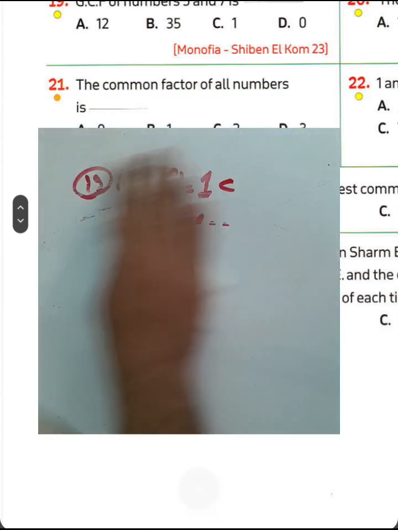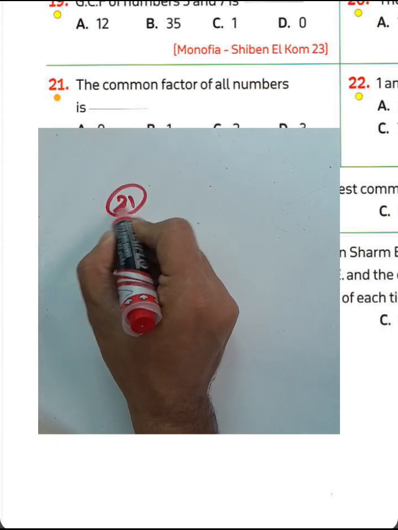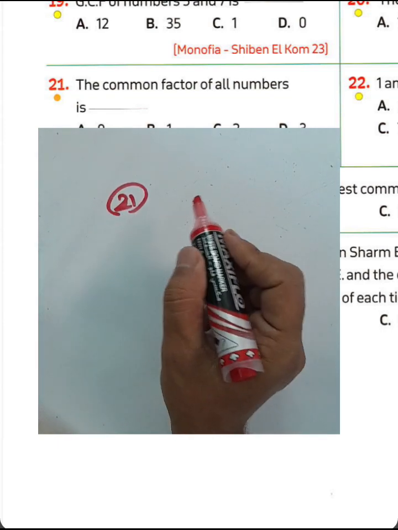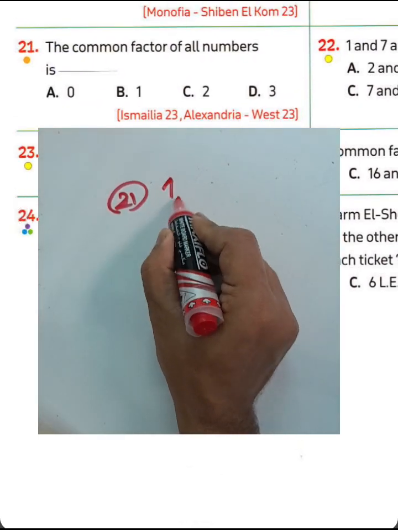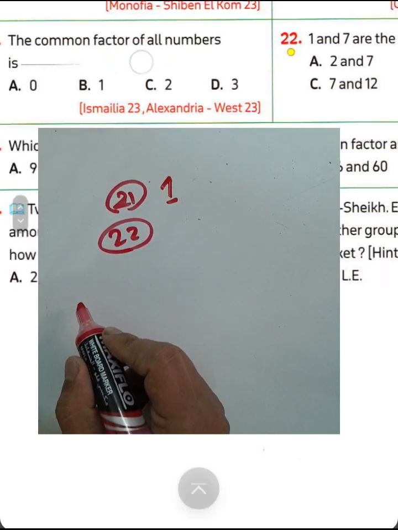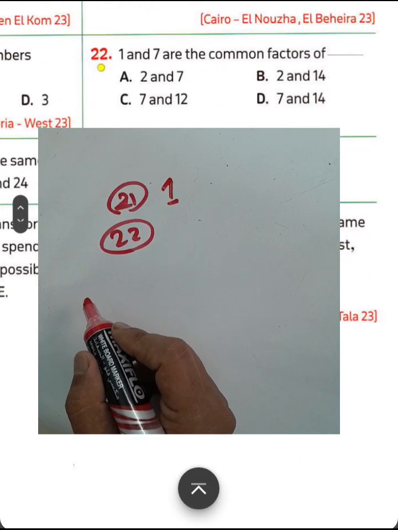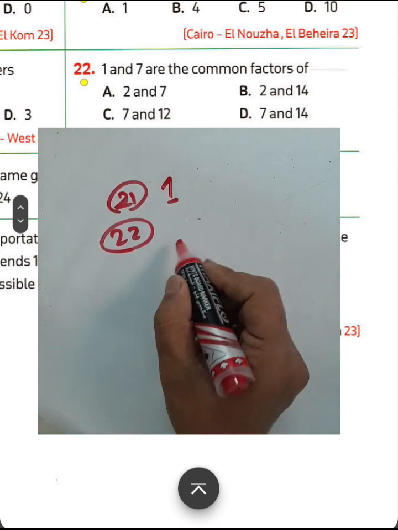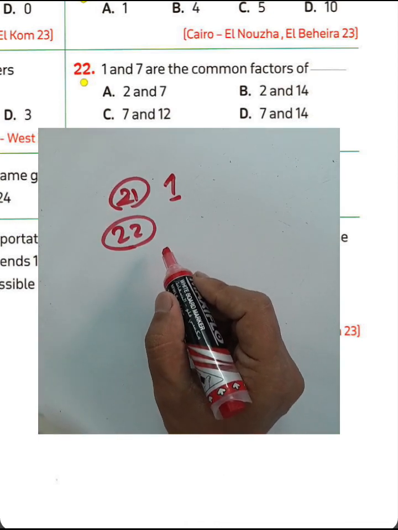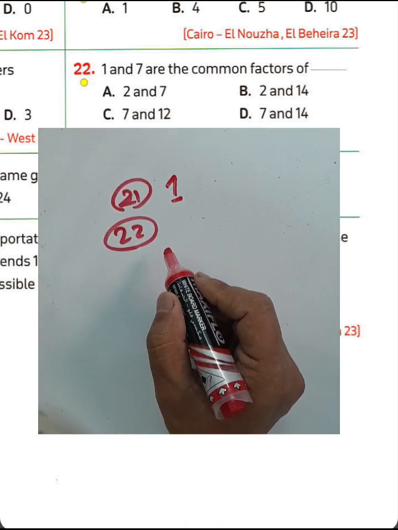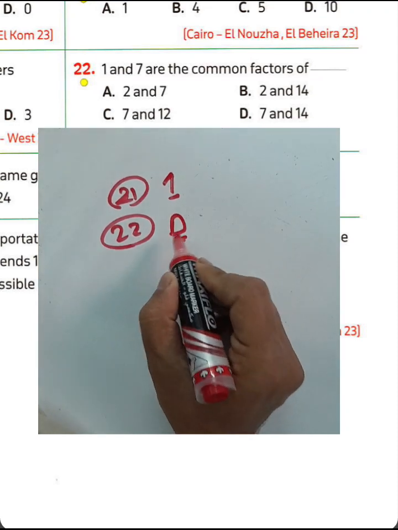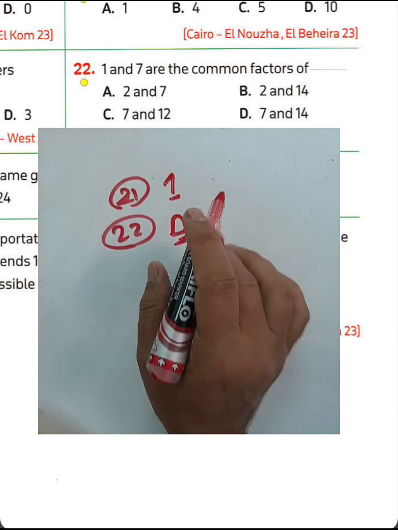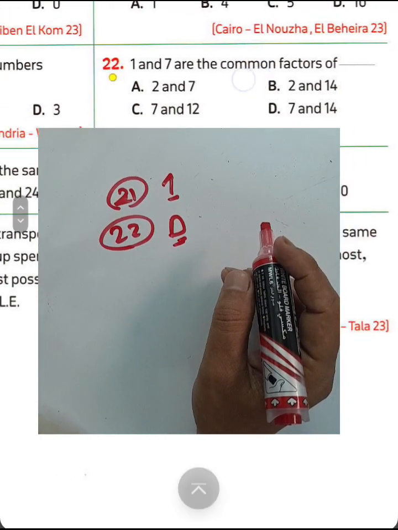Question 21. The common factor of all numbers is 1. The common factor of all numbers is 1. Question 22. 1 and 7 are the common factors of 7 and 14. 1 times 7 equals 7, and 14 can be divided by 7. And we can choose what? 7 and 14. Question 22, choose letter D.